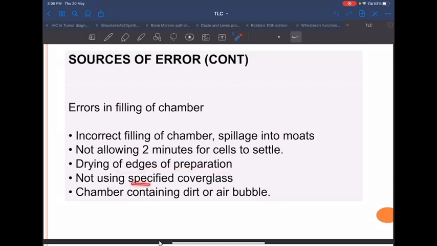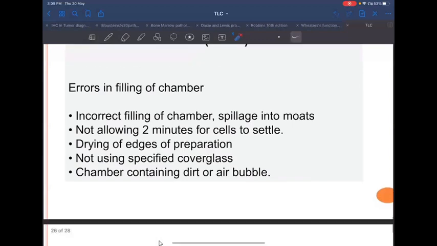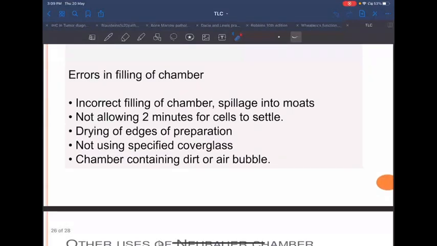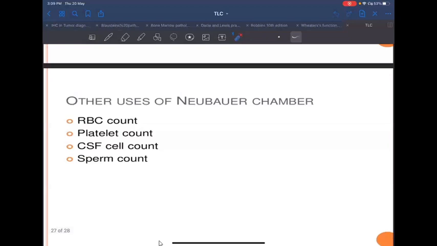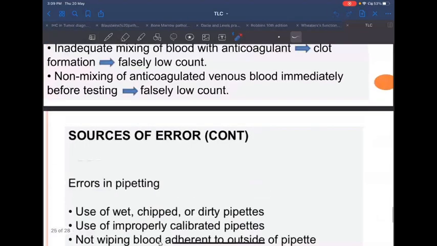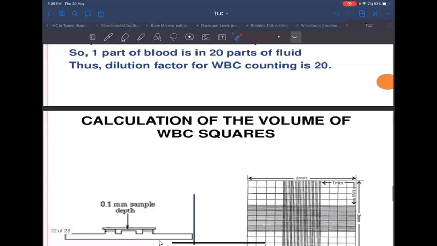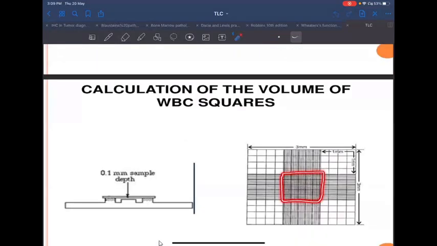Also, the cover glass we use in charging the Neubauer chamber is a specific cover glass, not a normal cover glass. We have to use a clean Neubauer chamber; if it contains dirt or bubbles, then also we might get a false reading. Various other uses of the Neubauer chamber are RBC count, platelet count, CSF count, and sperm count. For RBC and platelet count, we use this central square.